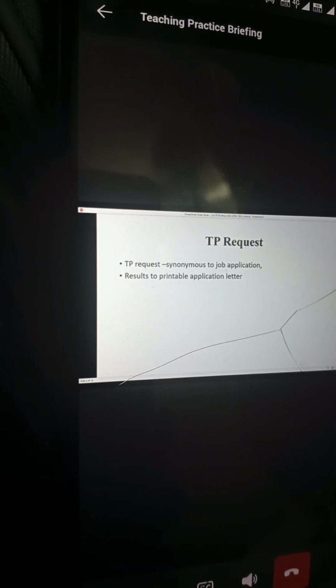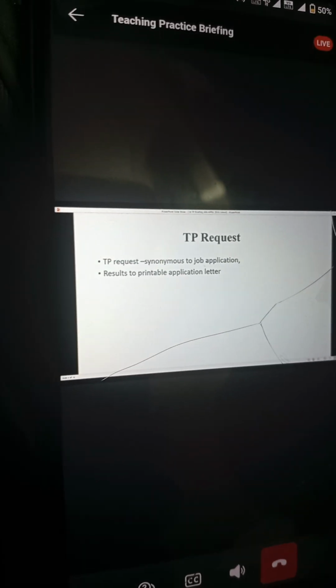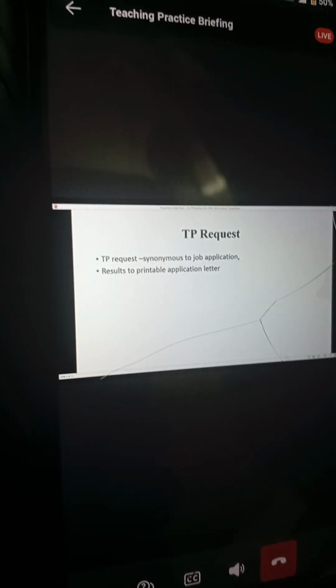TP request is synonymous with job application. You are hunting. You don't know where. So you just plot it, and you see where you get a job. There is no confirmation. So it's just a request. How many things do you request and you are denied? Very many. So it's the same thing. No problem, it's fine. So this is the way to do it. A request is like the way you apply for a job. You are not sure whether you'll be taken.